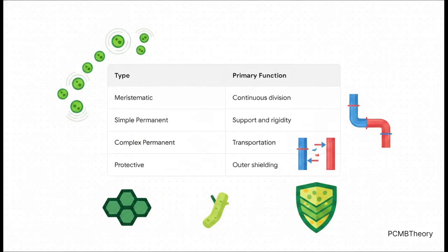Plant tissues fall into four broad buckets. Meristematic for continuous active growth, simple permanent for structure, giving everything from flexibility to absolute rigidity. Complex permanent, for transporting all that water and food, and protective tissues, acting as the ultimate outer shield.